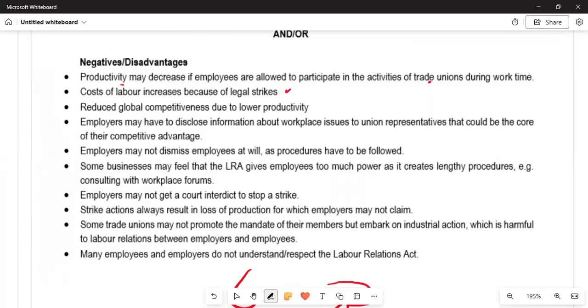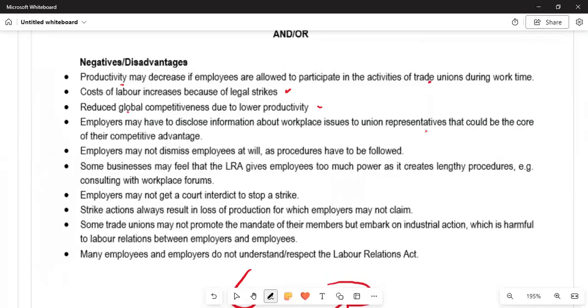And then if it's globally, remember that we've got means of foreign exchange, whereby we are also trading the goods and the services that are offered in the country. But if in South Africa we cannot trade gold as a primary product, then globally we will suffer. And then we are talking about the employers may have to disclose information about the workplace issues to the union representatives, and that could be costly.